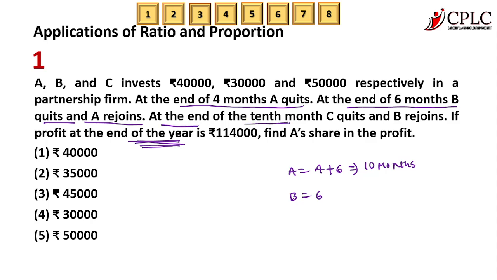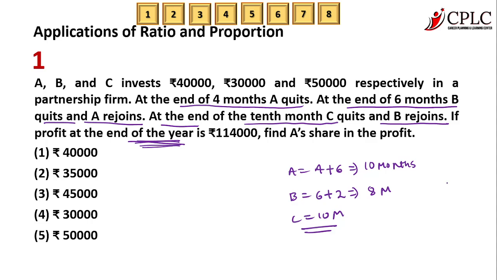At the end of the 10th month, C quits. So C has worked for 10 months straight away, and B rejoins. So if you remember, B has quit after 6 months, and after C has quit after the 10th month, B comes back. So B comes back for the last 2 months. So B has worked for 8 months and C has worked for 10 months. So this is how you are able to get the duration also, right.